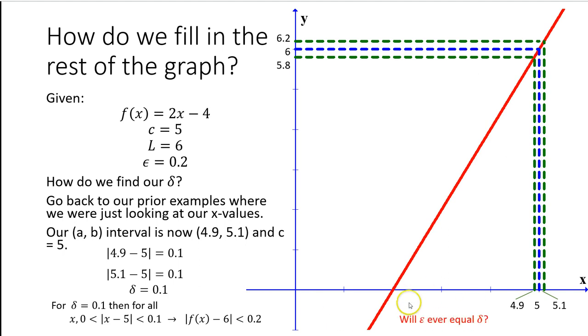Will epsilon ever equal delta? Yes, it will. And that will typically only occur when we have a linear function where the slope is 1. In this case, the slope is 2. And it shouldn't surprise anybody that our epsilon was 0.2, implied our delta was 0.1, because remember, your change in y over change in x, in this case your slope, is 2, so it shouldn't surprise anyone that epsilon is twice as great as delta.